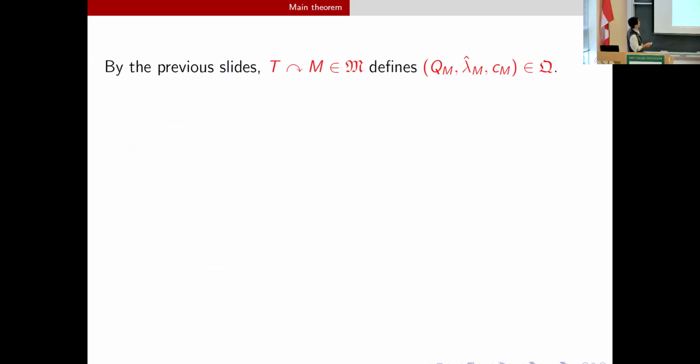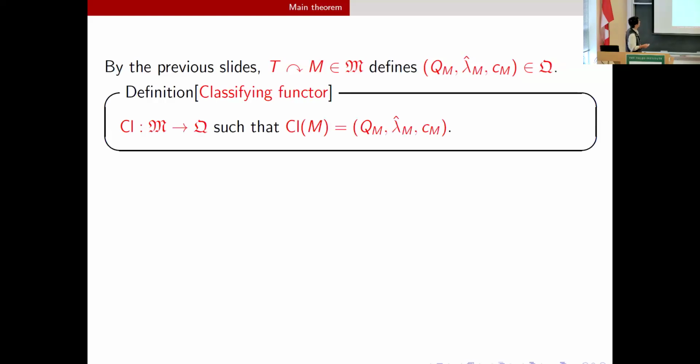And okay, let's state our main result. Before stating our main result, from the previous slide, we see that this locally standard T action defines three invariants, say Q_M, lambda_M hat, and C_M. This is an object of the category Q. And then actually this gives a functor from the category M to Q. We call it a classifying functor. So the object M goes to these three invariants, and moreover, not only the object, but also the morphism descends to a morphism of Q. And of course, composition and identity are satisfied.